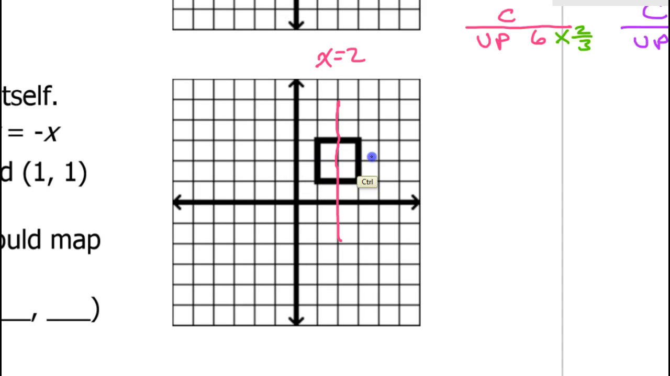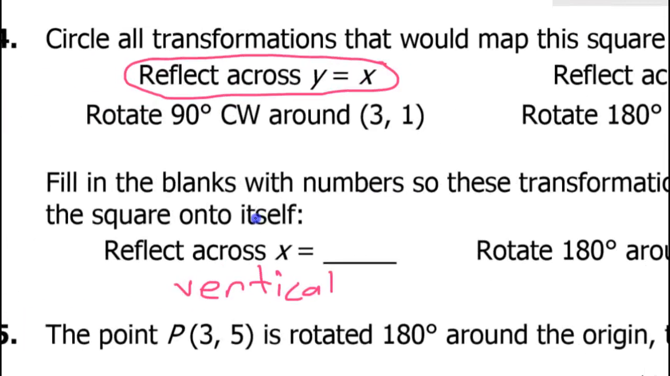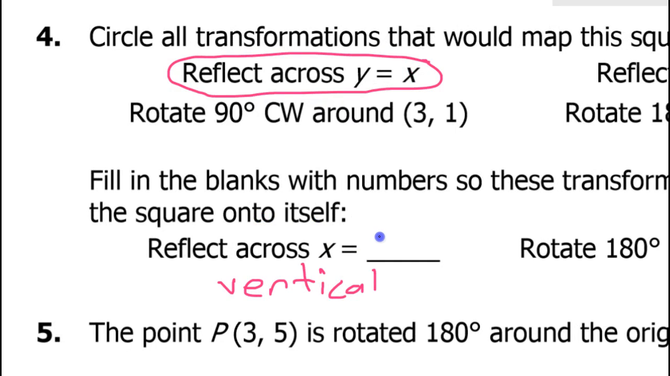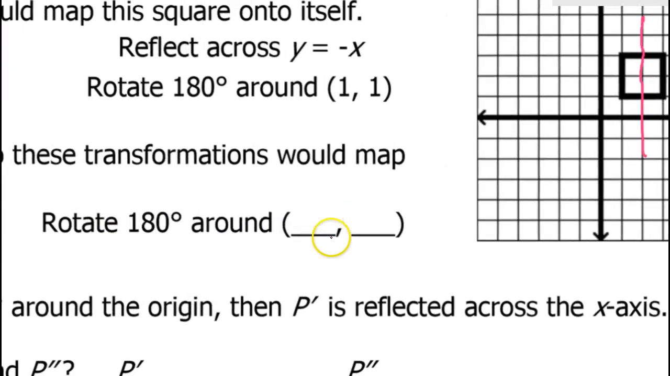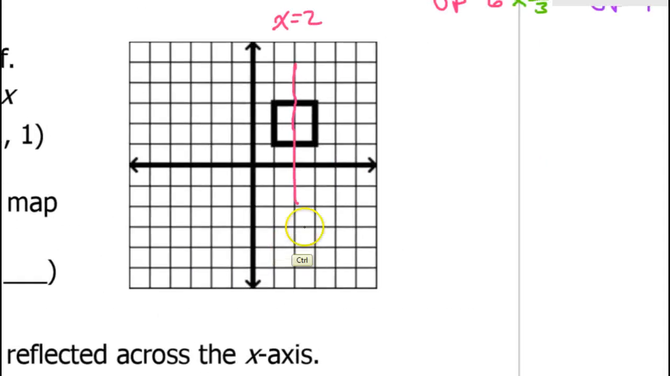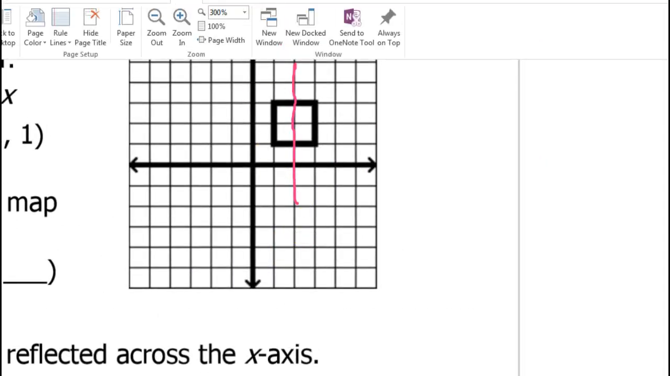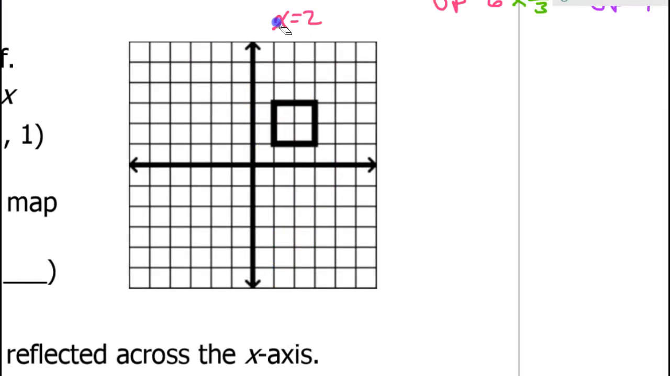All right, it would just flip and it would be identical. So if I reflect across the line x equals 2, so far nothing moved. Now I want to do a 180 degree rotation, but I don't want anything to change. I want it to look the same. So where does the center of rotation need to be?